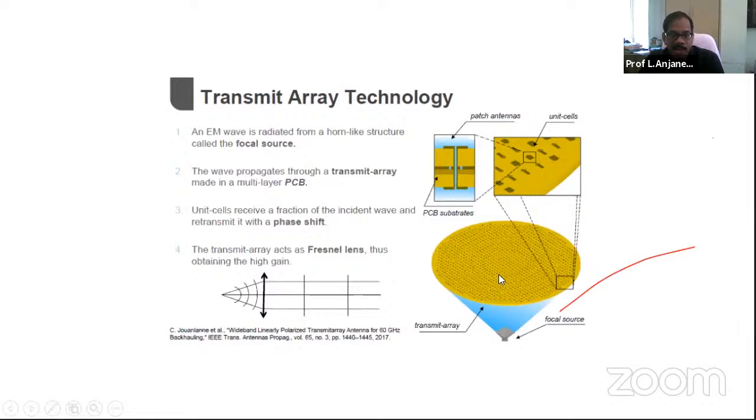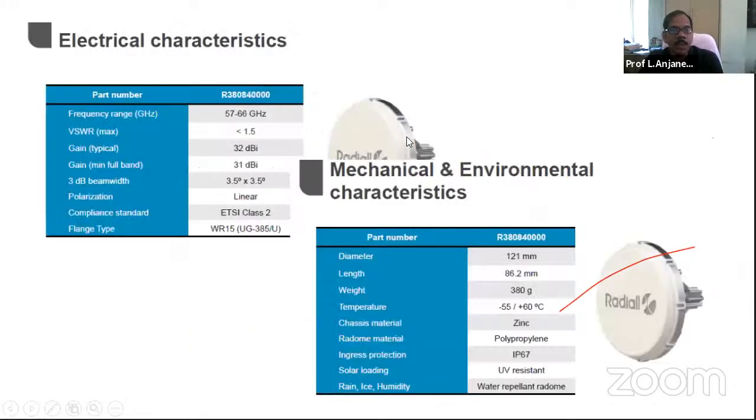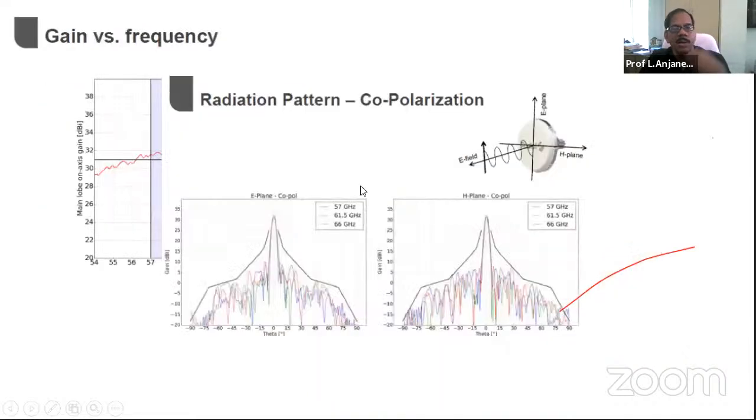And similarly, transmit arrays, different kinds. You see all these tiny dots, they are small array elements. This becomes your transmitter array. This is called an array. And there are several electrical and mechanical characteristics of the antennas. That means what kind of material, dimensions we use, how much is the weight, what is the temperature. These are the mechanical characteristics, and these are the electrical characteristics: VSWR, gain, 3 dB bandwidth, polarization.